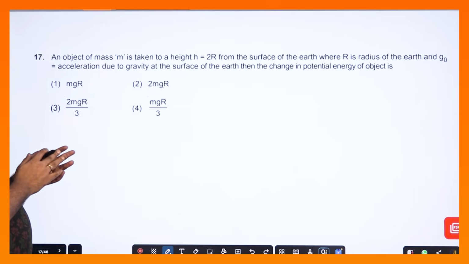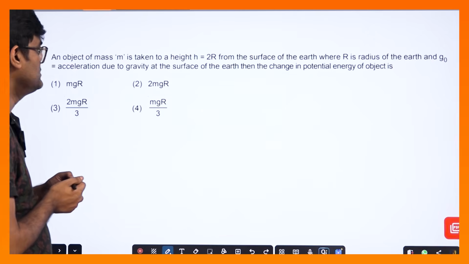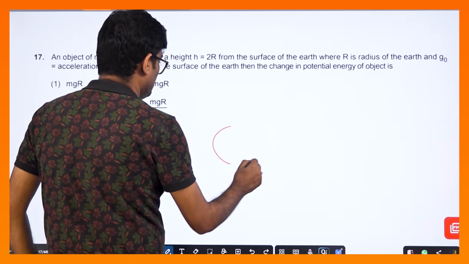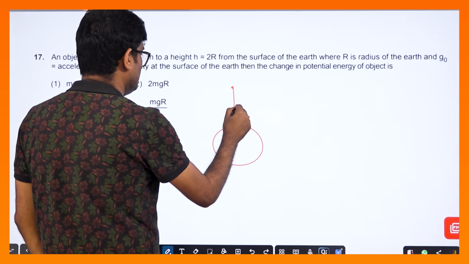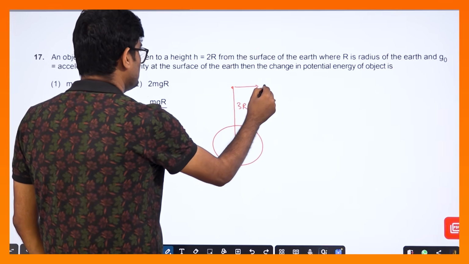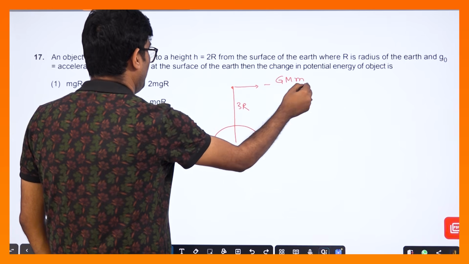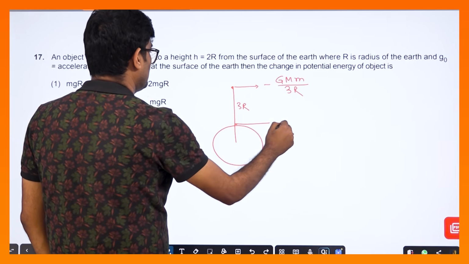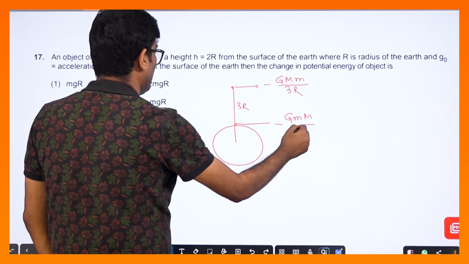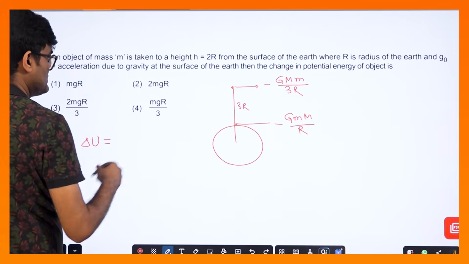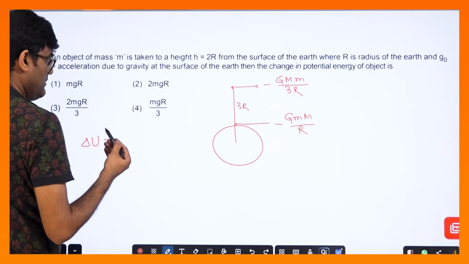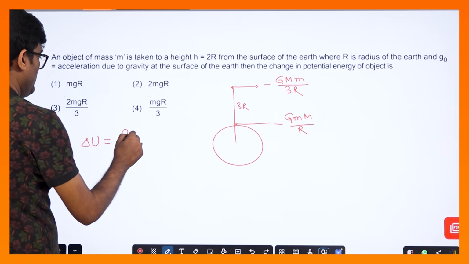An object is taken to a height 2r from the surface of Earth, and g naught is acceleration at the surface. Then the change in potential energy of the object is? If it is taken to the height h equal to 2r from the surface, this length is 3r. So the potential energy is minus GMm by 3r, and at the surface the potential energy is minus GMm by r. So what is the change in potential energy? Change in potential energy is final minus initial. So GMm by r minus GMm by 3r. So it is 2 GMm by 3r.